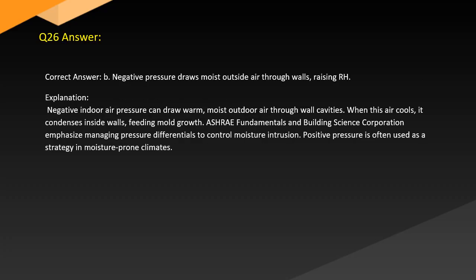Answer. Correct answer: B. Negative pressure draws moist outside air through walls, raising RH. Explanation. Negative indoor air pressure can draw warm, moist outdoor air through wall cavities. When this air cools, it condenses inside walls, feeding mold growth. ASHRAE Fundamentals and Building Science Corporation emphasize managing pressure differentials to control moisture intrusion. Positive pressure is often used as a strategy in moisture-prone climates.